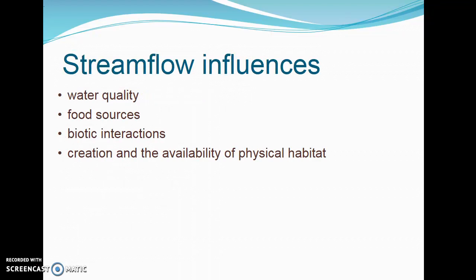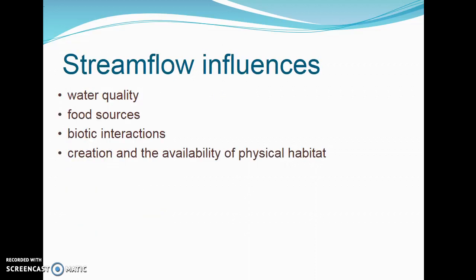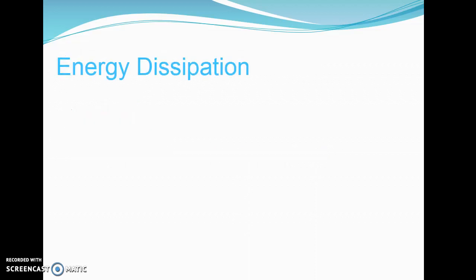Okay, so our stream flow influences the water quality. It influences the food sources available, the biotic interactions, and the creation and availability of physical habitat. Basically, the other 4 things here on this slide. So we really need to understand stream flow because it plays such a strong role in everything that fish need.